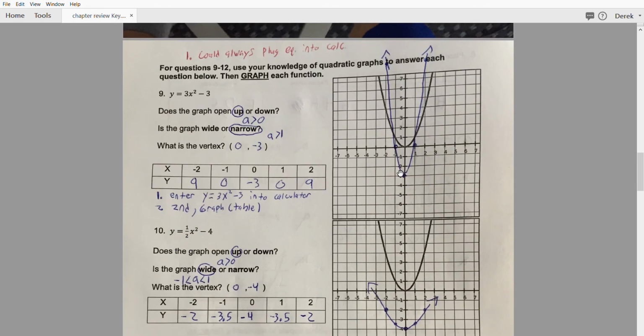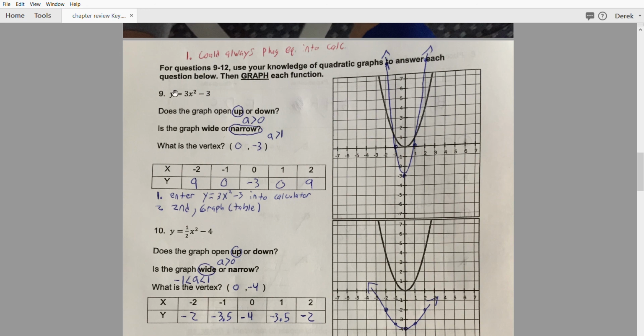Okay, for these next ones, use your knowledge of quadratic functions to answer each question below, and then graph each function. The biggest portion here is graph the function. A lot of you missed that, so you did all this right, and then you forgot to graph it, and you're going to miss points on that. So don't do that. I'll go through all these ones. Remember, if you totally understand it, you can skip ahead to what you don't get.